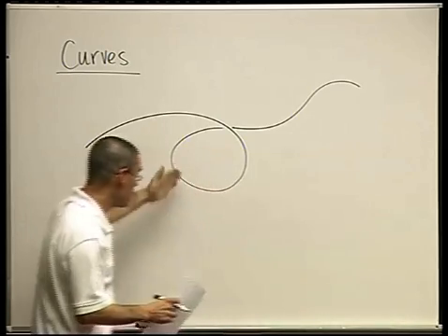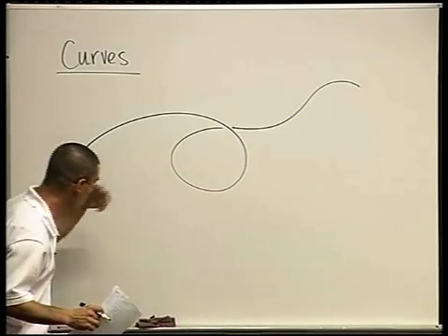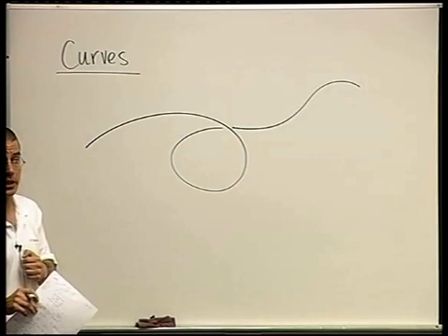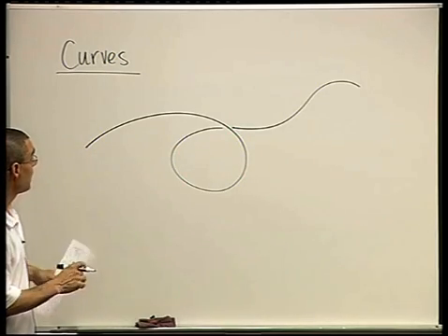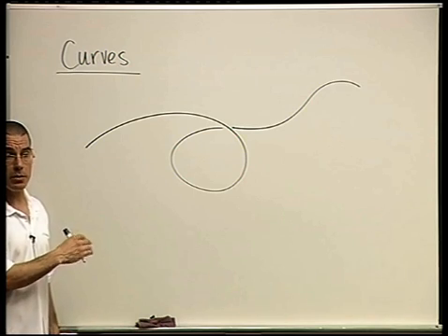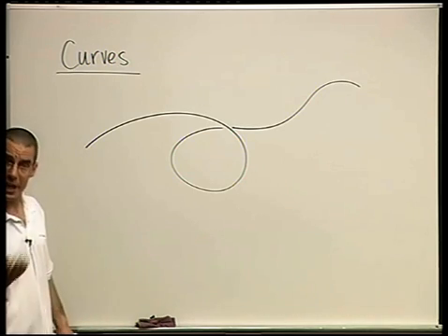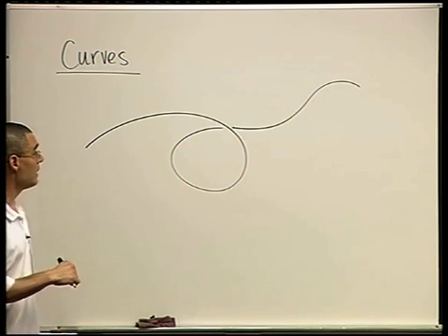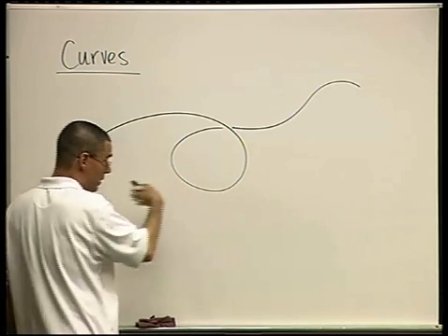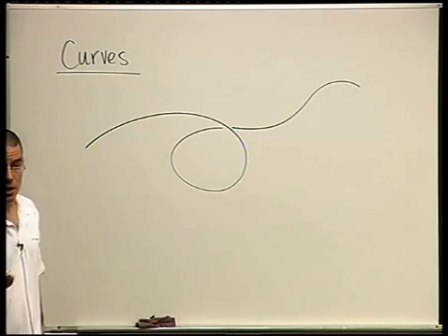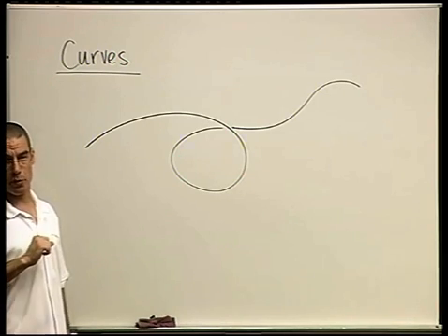Now the question is, how do we study things like this? How does an equation of a curve look like? Okay, and we've seen some curves already. We've seen the most basic curves, which are lines, right? And one standard way of expressing equations of lines was in parametric form.